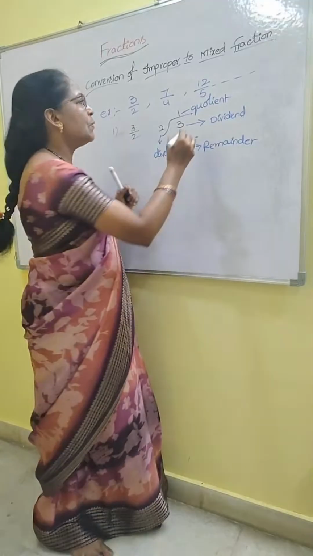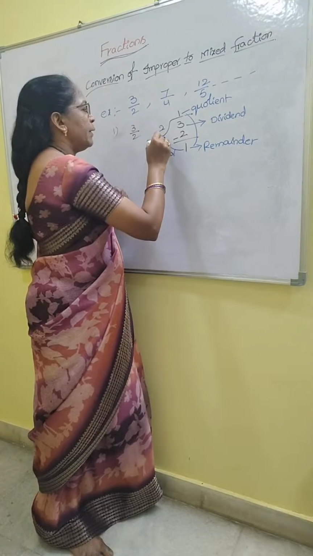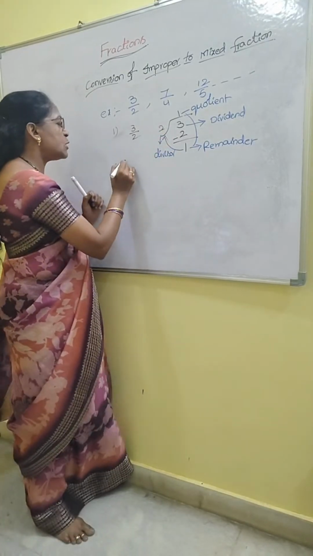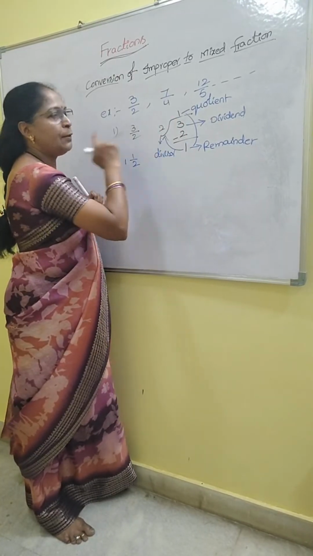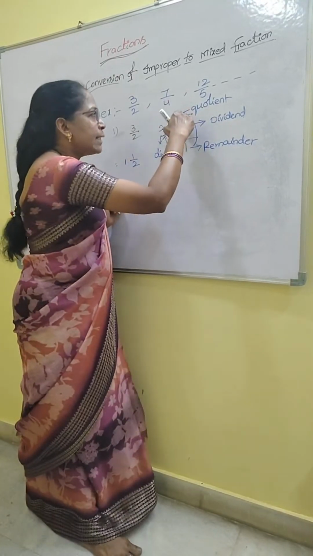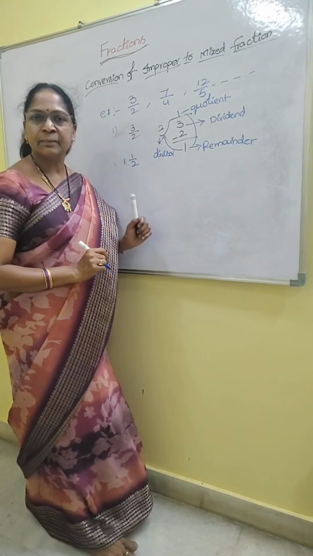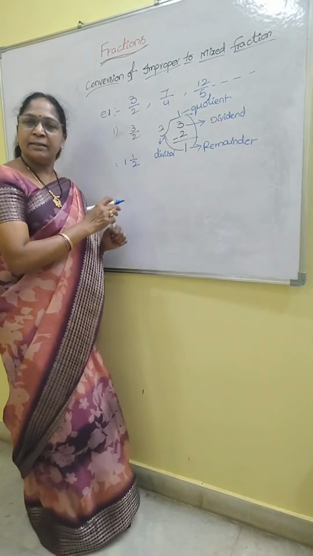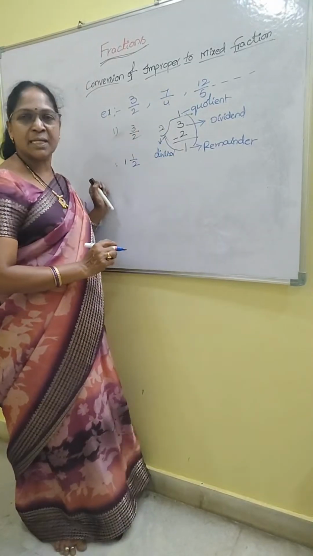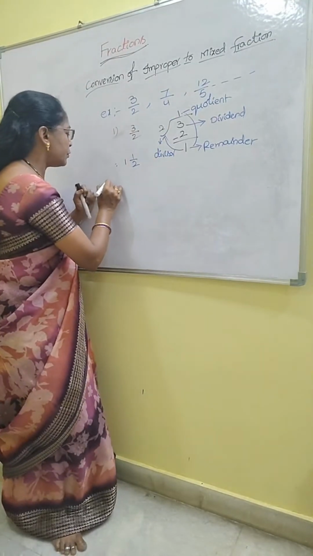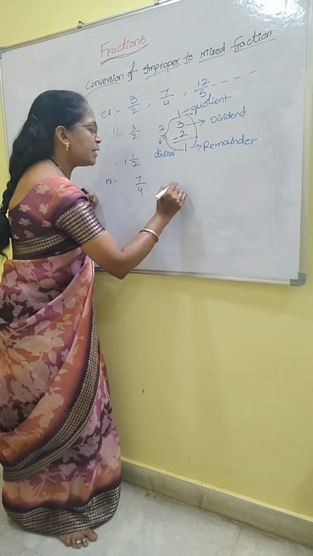Now, how can you write it? Just remember: quotient, remainder, divisor. So in this direction you have to write down 1 1 by 2. If you know it directly, then you can also write it like this, but the basic procedure you have to write like this. One more example, I will write. See here, 7 by 4. The second example is 7 by 4. Now you divide 7 by 4.